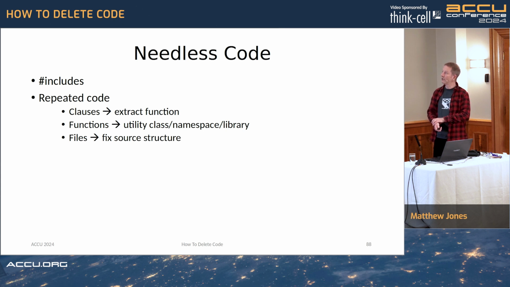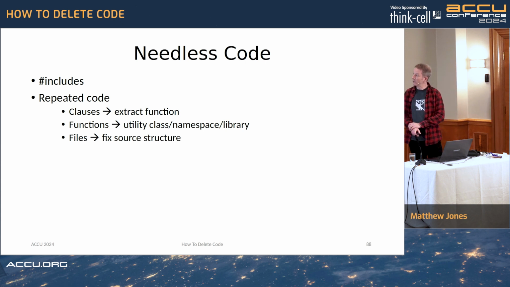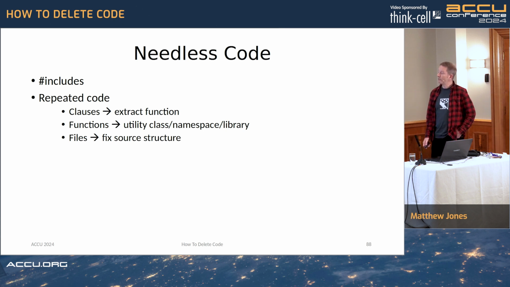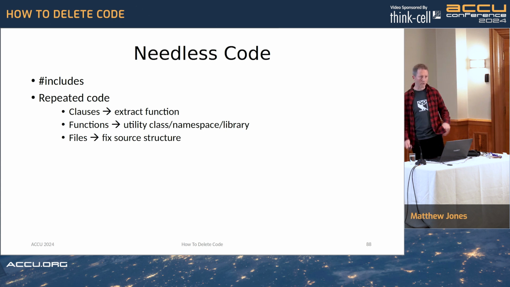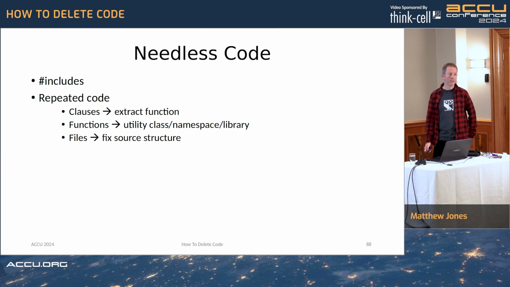Obviously, repeated code is needless. Extract clauses into functions, functions into a class or a namespace or a library or something. And if you've got repeated files, fix your source code structure. It's easy for me to say, that's not necessarily an easy thing to do, but if you've got the same file appearing in multiple places that aren't like soft links or something, then something's broken.